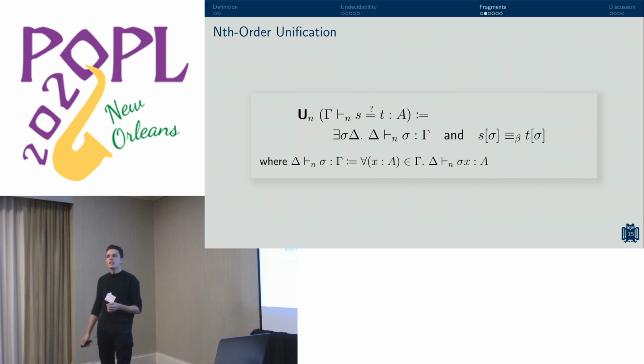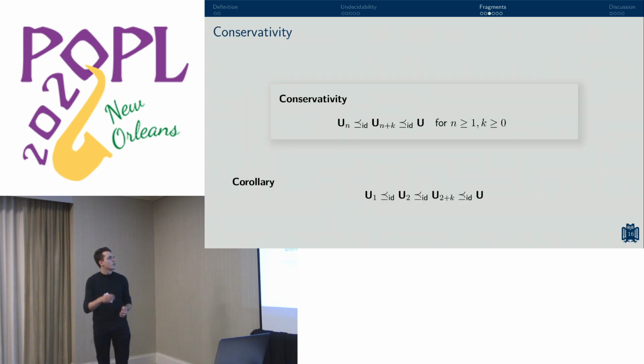So nth order unification in general is something you can consider as, well, S and T are both of type A in context gamma, but in the nth order fragment. So we restrict everything essentially to order n. And then the solution also has to insert nth order terms and not arbitrary terms. Okay. So before I move on to the undecidability, I want to look at this definition a little, or get a bit of an understanding for this definition.